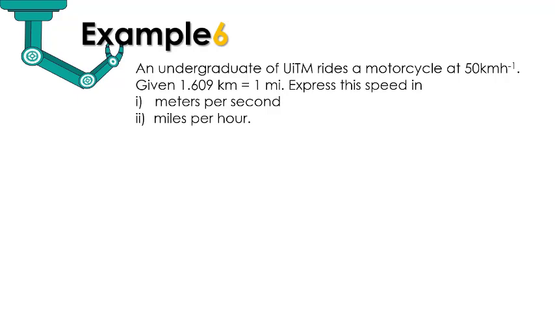Example 6. An undergraduate of UITM rides a motorcycle at 50 km per hour. Given 1.609 km is equal to 1 mile. Express the speed in meter per second and miles per hour.